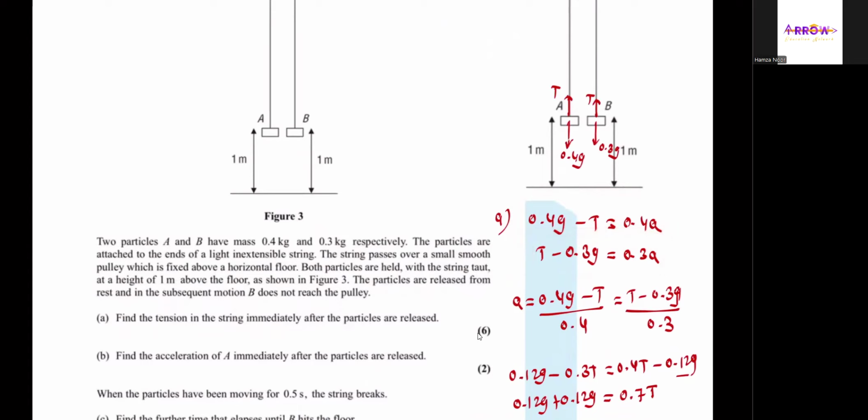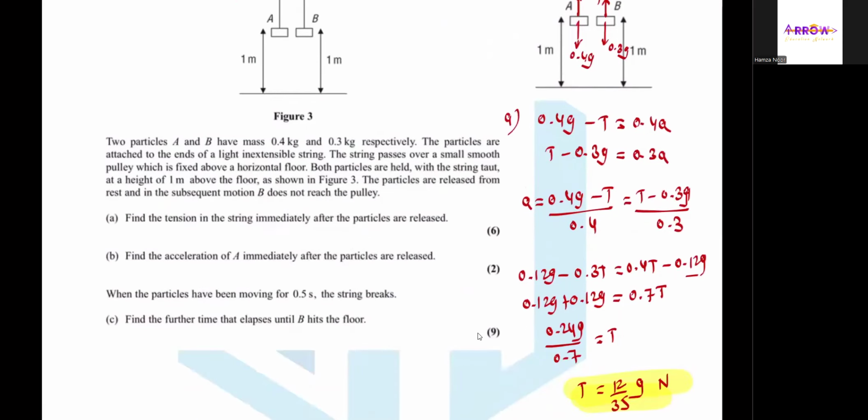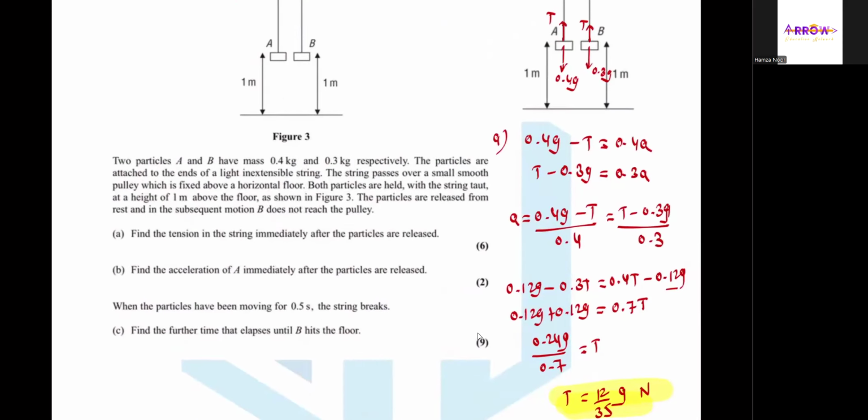As you know, in part A we need to find the tension in the string, so we need to eliminate acceleration over here. When a is made the subject, I've made these two equations and equated both of them with each other. Therefore, we got the equation in terms of T, and we were able to find the value of T in terms of g. So 0.24g divided by 0.7.